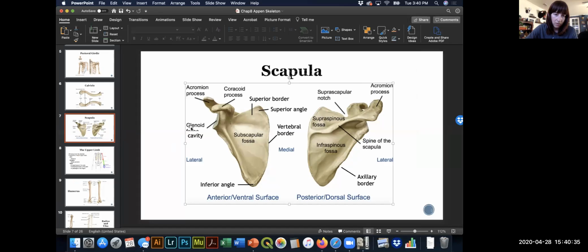Yeah. What is happening here? Who are you? Fossa, glenoid. Was I just saying that that might also be a way to describe it? Okay. Fine.